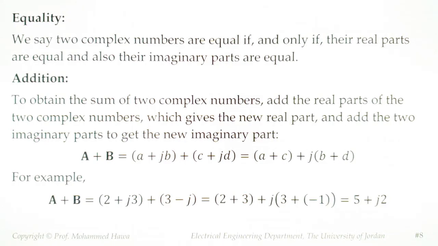For example, if I say add the complex number 2 plus j3 with the complex number 3 minus j, you're going to add this real part 2 plus this real part 3, like you see here, you're going to get the real number 5. You are also going to add the imaginary part 3 plus the imaginary part here, minus 1, like I did here, you're going to get 2, and the final answer is the complex number 5 plus j2.